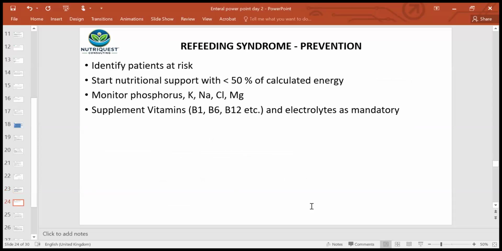So also identify patients at risk. I've told you the patients at risk, nimekuonyesha slides. Start nutritional support with less than 50% of calculated energy. Monitor phosphorus, potassium, chloride. Yesterday, we learned about how to monitor these parameters and how frequently. Supplement vitamins B1, B6, B12, and electrolytes are mandatory.